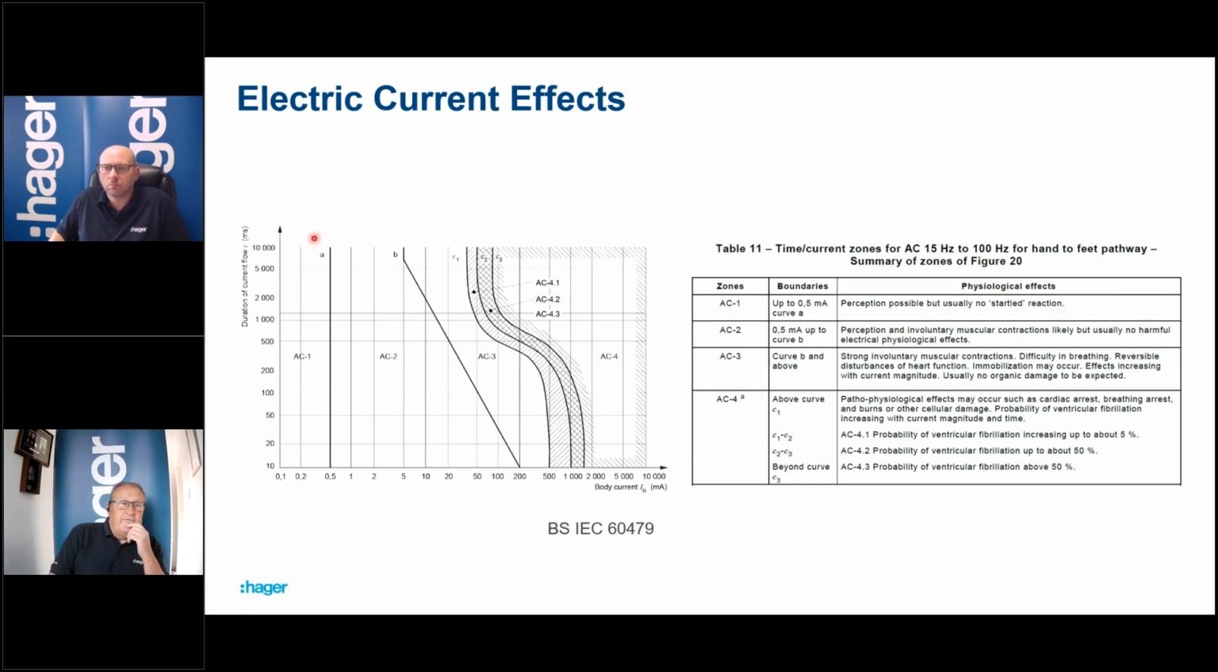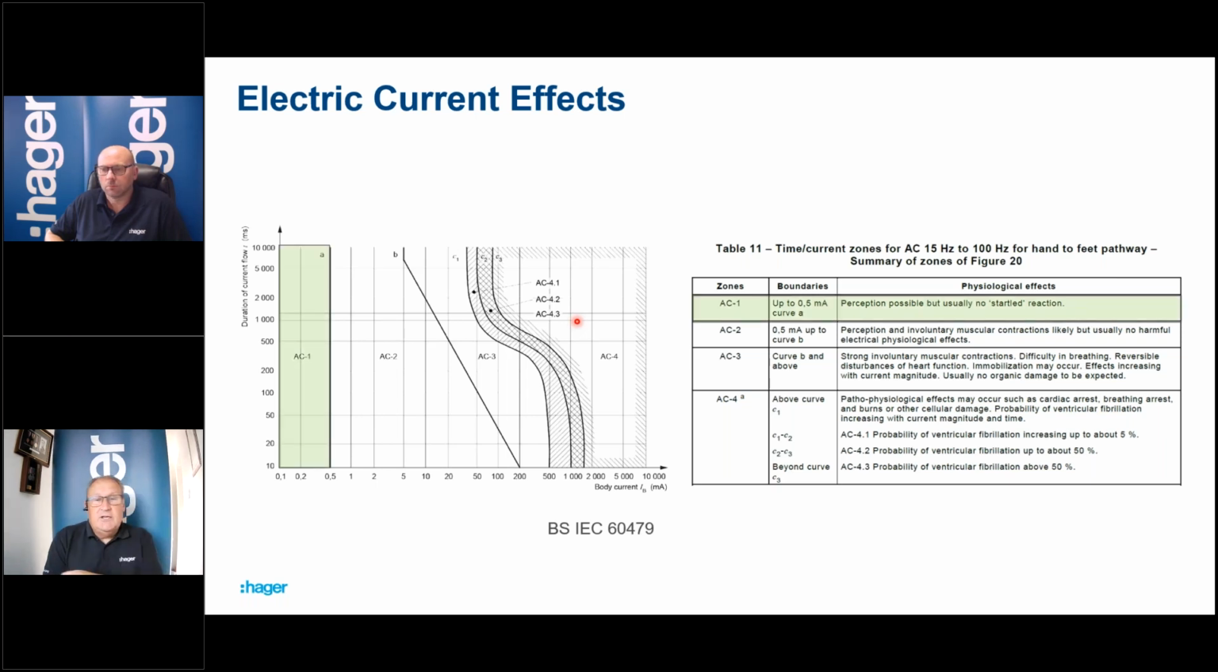And we have this kind of graph here, where the x-axis is the current going through a human body. Of course, this is an average human body, average build, average age, average health and things like that. So obviously it varies somewhat for elderly, young, etc. And this is the actual duration of current going through the body. Now, what IEC 60479 did is divide up these parameters into zones. So we can see AC1 zone, AC2, AC3, and AC4 zones, which are broken up into different sections.